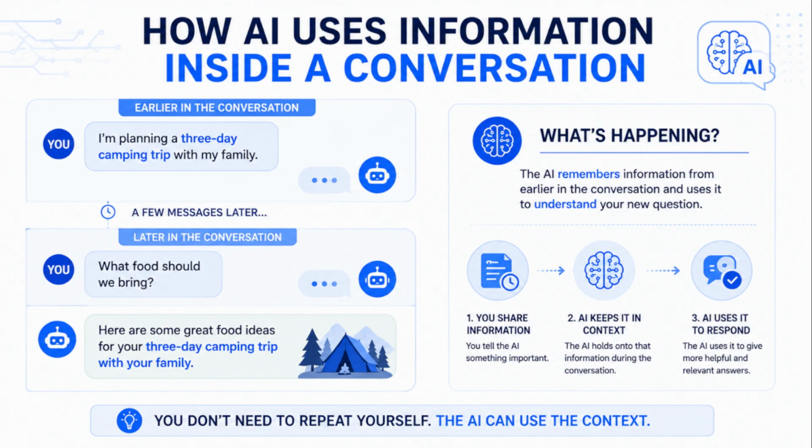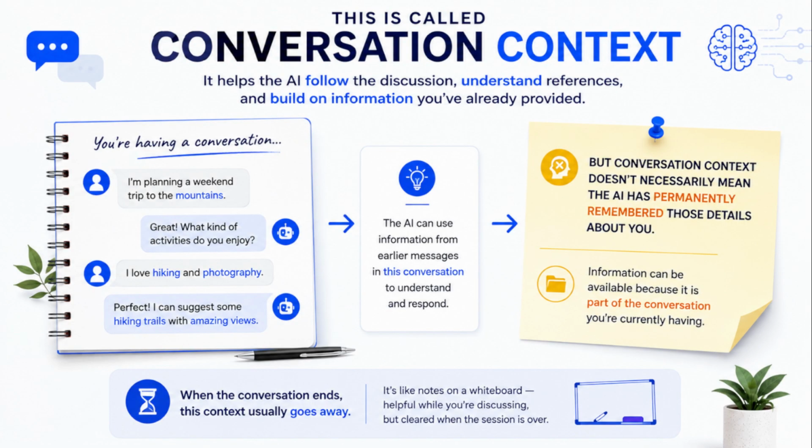Imagine you tell an AI, "I'm planning a 3-day camping trip with my family." A few messages later you ask, "What food should we bring?" You probably don't need to explain the camping trip all over again. The AI can use information from earlier in the conversation to understand what you're asking now. This is called conversation context. It helps the AI follow the discussion, understand references, and build on information you've already provided.